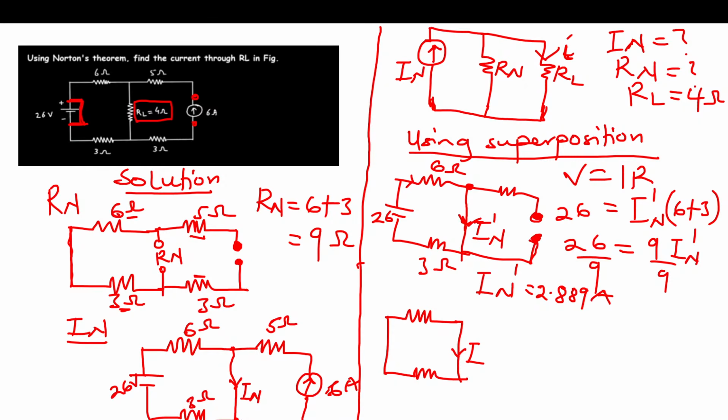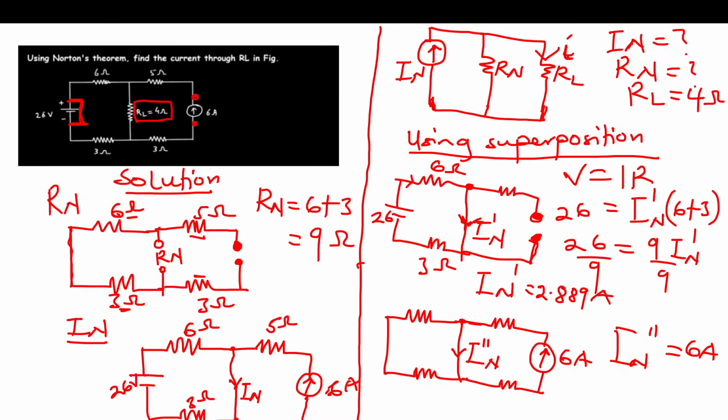Now this In here is In prime prime. That is when the 6 amperes current source is acting alone. Good. Now looking at this circuit, since there is a short circuit here, when the current is coming and gets here, everything will pass through here. So the 6 amperes, that is the source being produced, is the exact same 6 amperes that will pass through the In prime prime here. So essentially, your In prime prime is also 6 amperes.